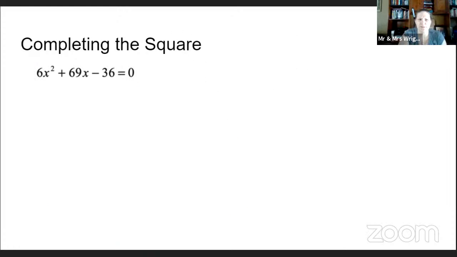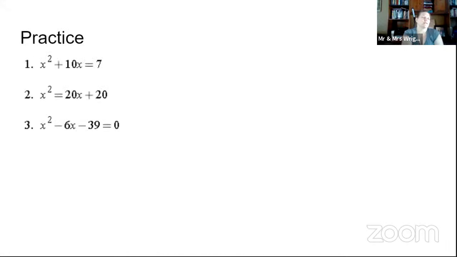So when you see something where the leading coefficient is not 1, I suggest not completing the square, but finding something else to do. We've got some practice here for you. The practice is 3 questions. Go ahead and pause it and figure it out on your own, and come back and we'll go over them.